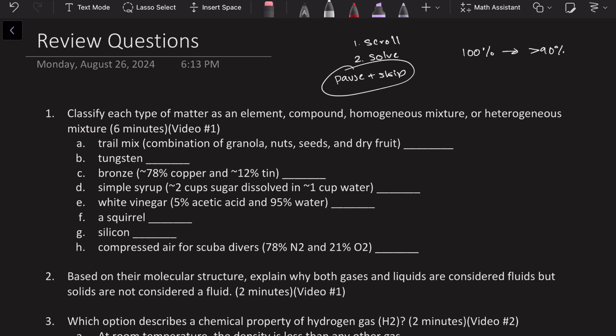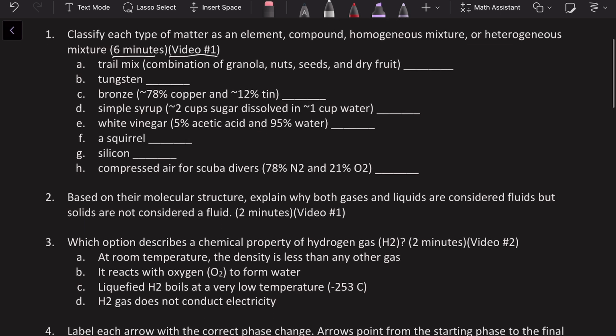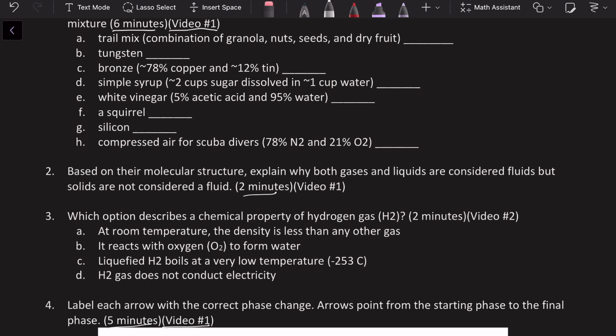This is the first question. It tests classification of matter. As you can see, you have 6 minutes to solve it, and if you get it wrong, you should go watch video number 1 of this chapter, Understanding Matter Part 1. Second question, 2 minutes to solve, and you want to review the same video, Understanding Matter Part 1.